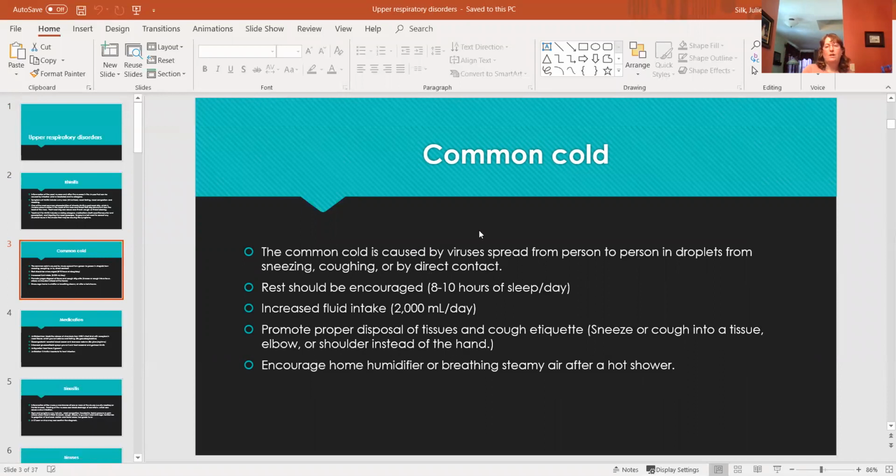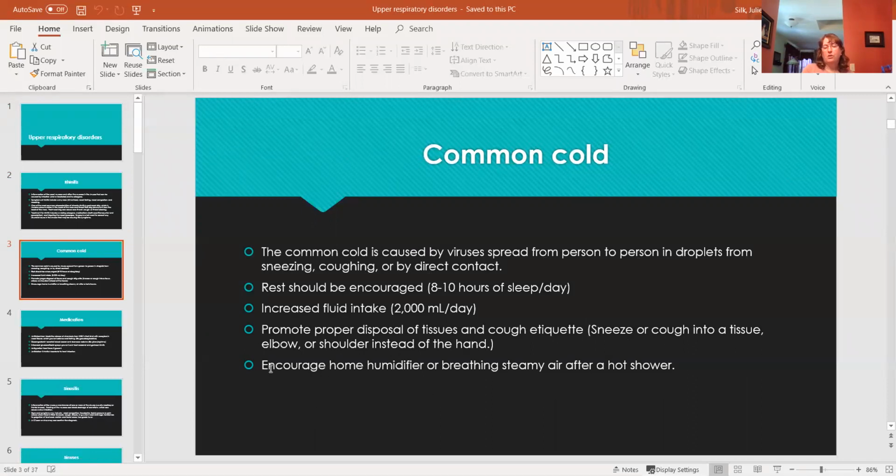Really, there's not a whole lot to do for a cold. You just kind of treat symptoms and get lots of rest and drink fluids. So they say to encourage rest, 8 to 10 hours of sleep a day, encourage fluid intake, and then promote proper disposal of tissues and cough etiquette. When we say cough etiquette, this means cough in your elbow or not in your hand, because your hand's going to spread it to everyone.